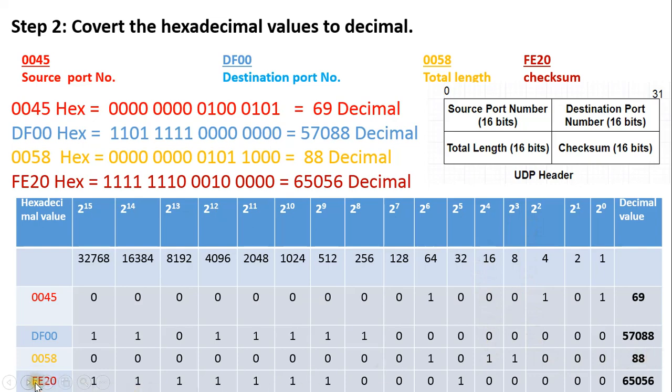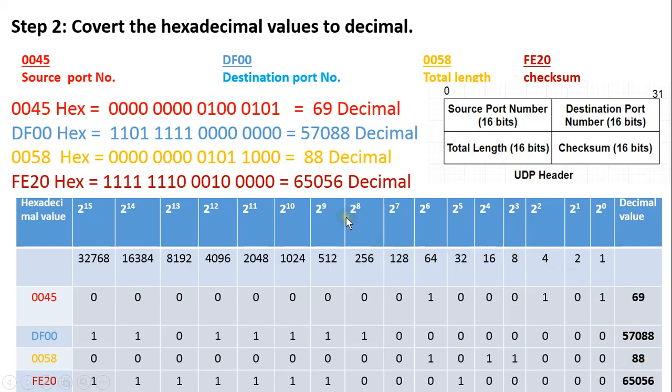And the last chunk FE20 in decimal is 65056. No question is asked on this checksum calculation here in this example. Now 0045 is our source port number. So the source port number is 69 over here. DF00 is the destination port number, and the destination port number is calculated as 57088. And the third hexadecimal chunk is the total length field. The total length field is calculated as 88 bytes over here, 88 decimal.